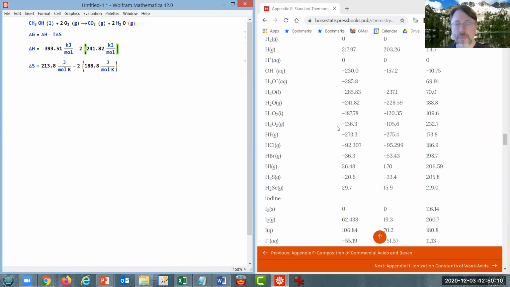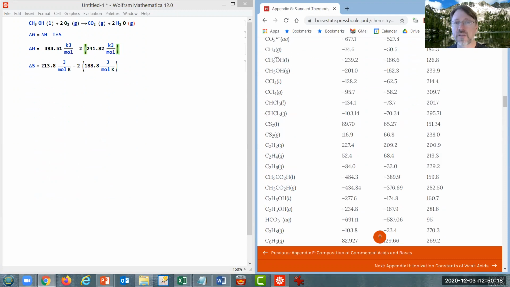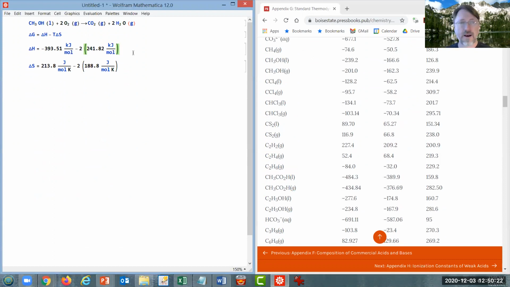So let's find methanol. So we go back up to carbon. We find CH3OH right here, and we're looking at the liquid version of it. So we have minus, because we are subtracting the reactant heats of formation, minus a negative 239.2 kilojoules per mole. Down here, we are subtracting the reactants, subtracting methanol 126.8 joules per mole Kelvin. Now we move on to the oxygen. Now, without even going down and looking, you should be able to identify what the enthalpy of formation of O2 gas is. Can anybody tell me that number?